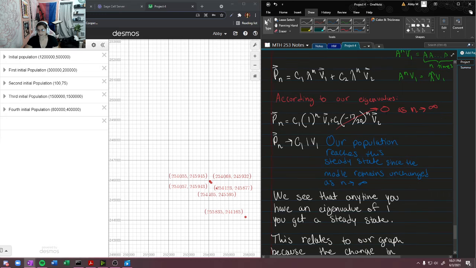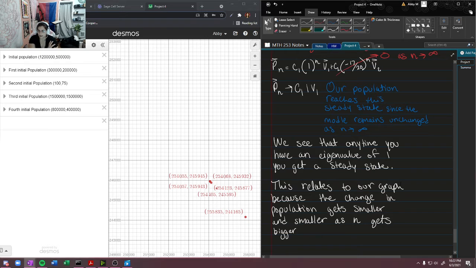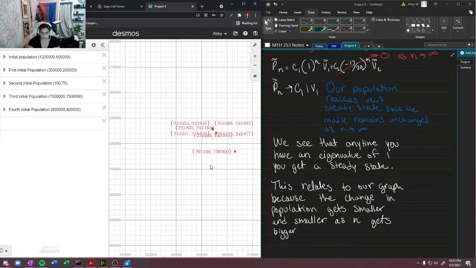And when we put in our eigenvectors, because one of our eigenvalues is less than 1, and we're going off for so many years into the future, as n is approaching infinity, our eigenvalue is going to get smaller and smaller and smaller, right? So it's actually going to approach 0 as n approaches infinity, which means that our population reaches a steady state, since we just are left with the eigenvalue of 1 on this side. That means our model is remaining unchanged as n approaches infinity. So we can draw a conclusion from this, that any time you have an eigenvalue of 1, you end up with a steady state model. And that exactly relates to what we saw in our graph over here.